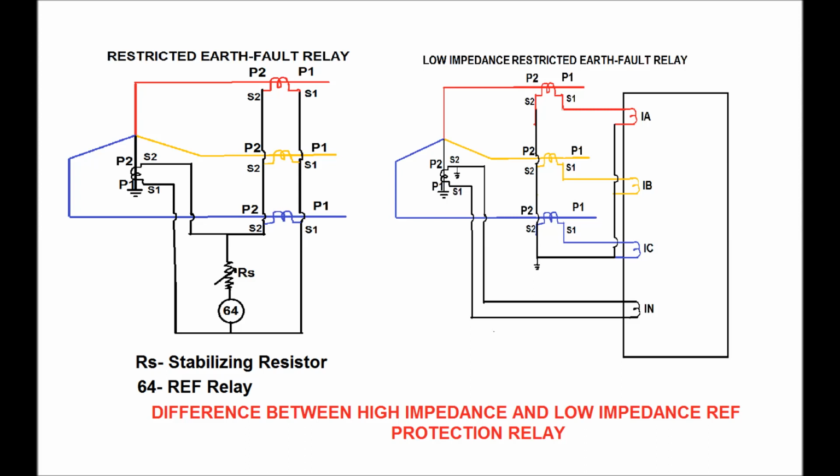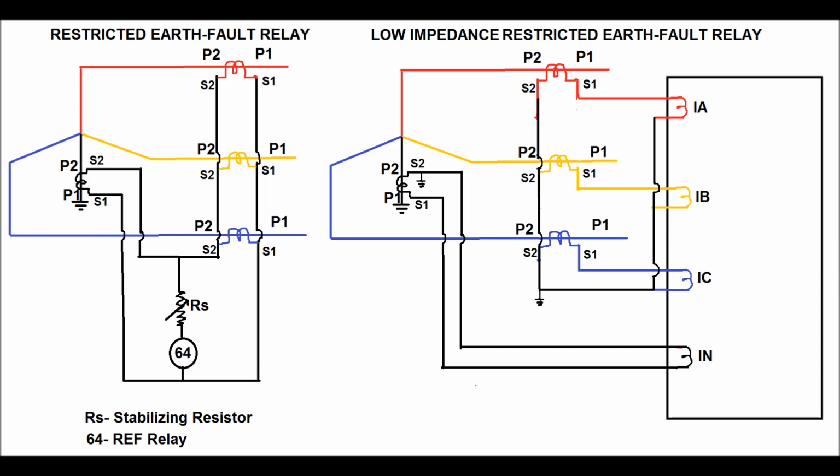Hello friends, today I will discuss the difference between low impedance and high impedance restricted earth fault relay. The connection diagram for the restricted earth fault relay, one high impedance type and the other low impedance type, has been shown in this diagram. The left hand picture shows the high impedance restricted earth fault relay connection diagram, and on the right hand side you can see the low impedance restricted earth fault relay connection diagram.